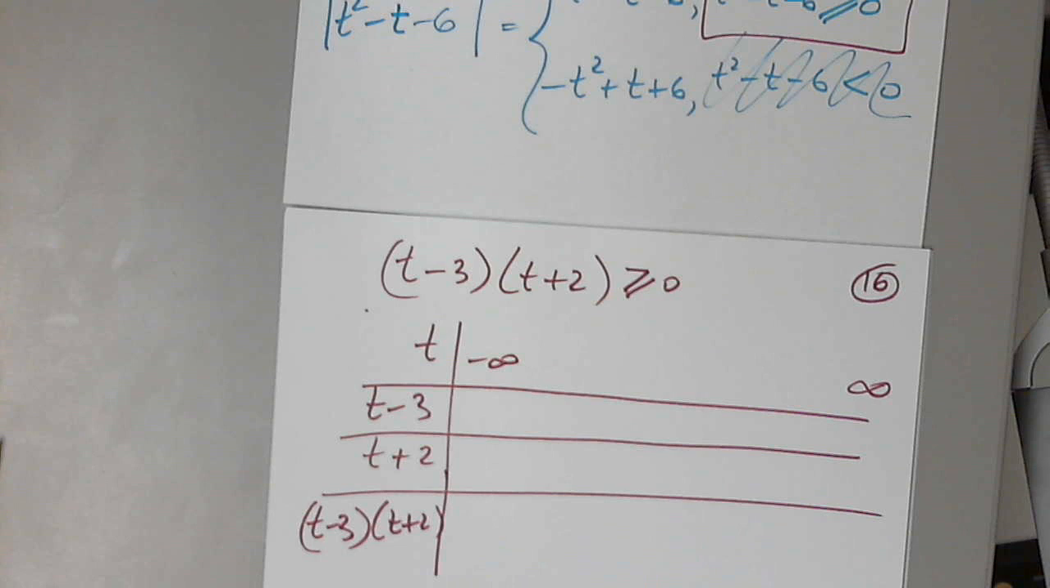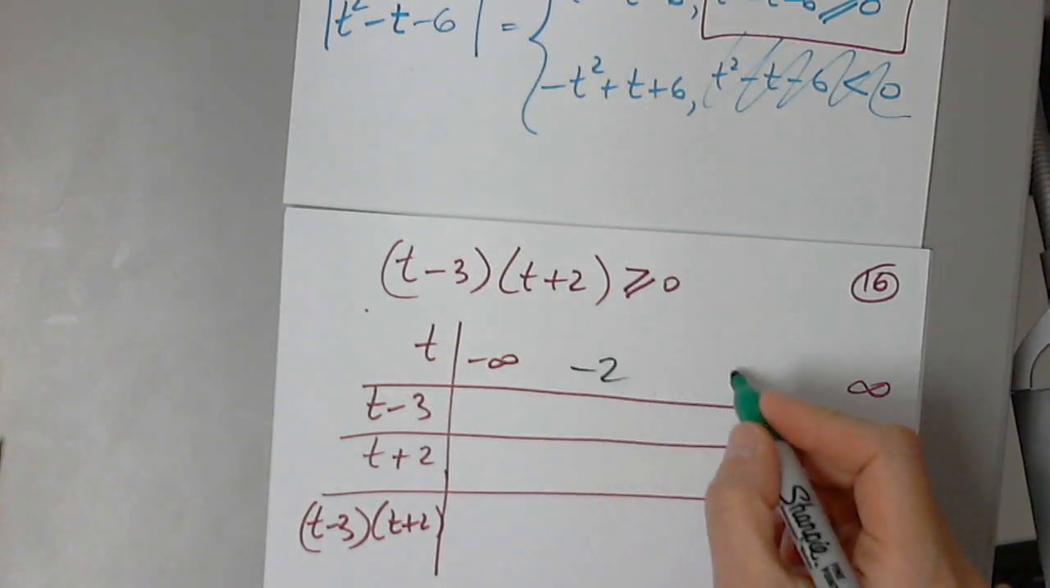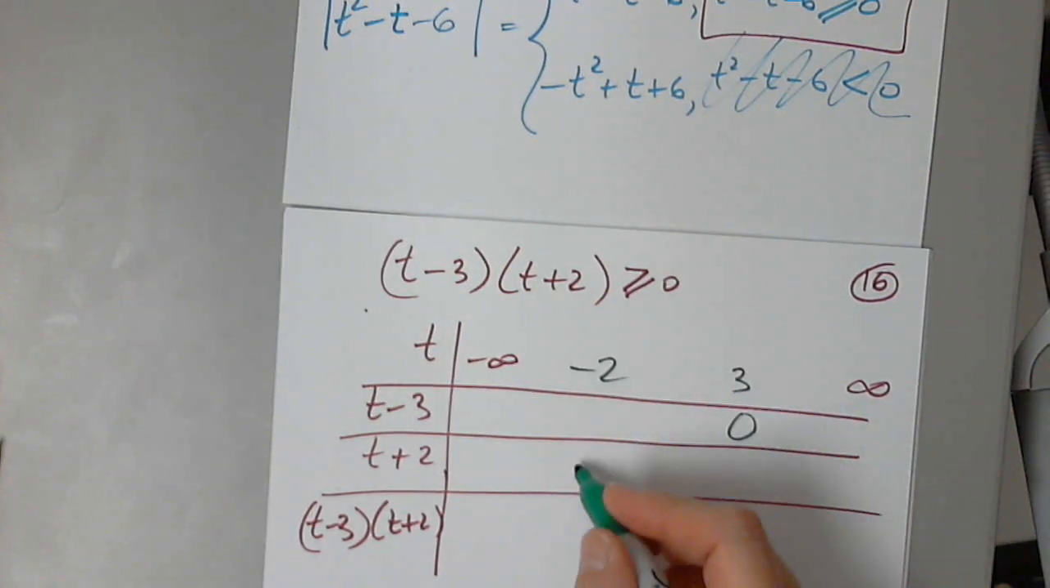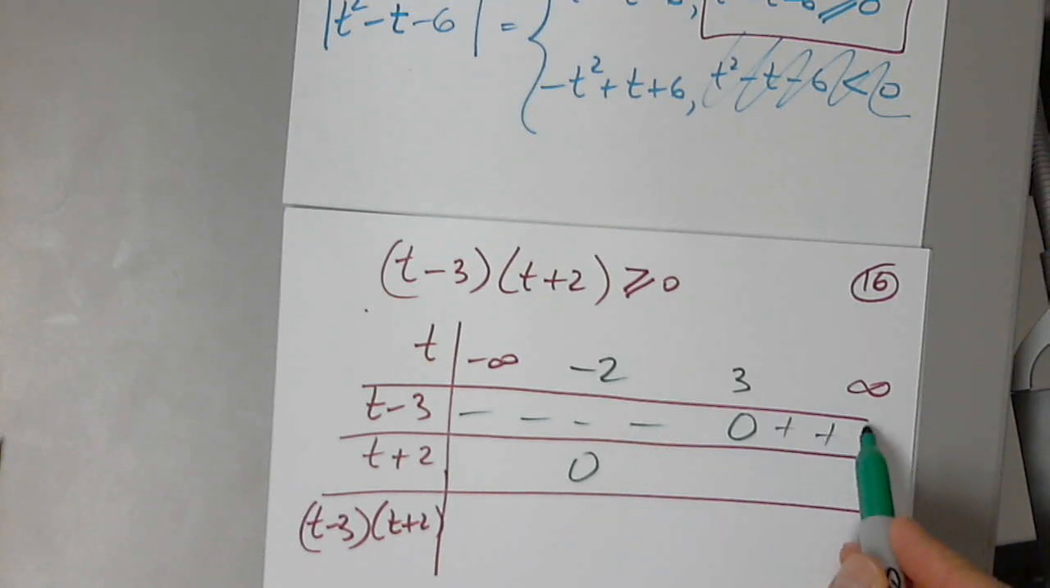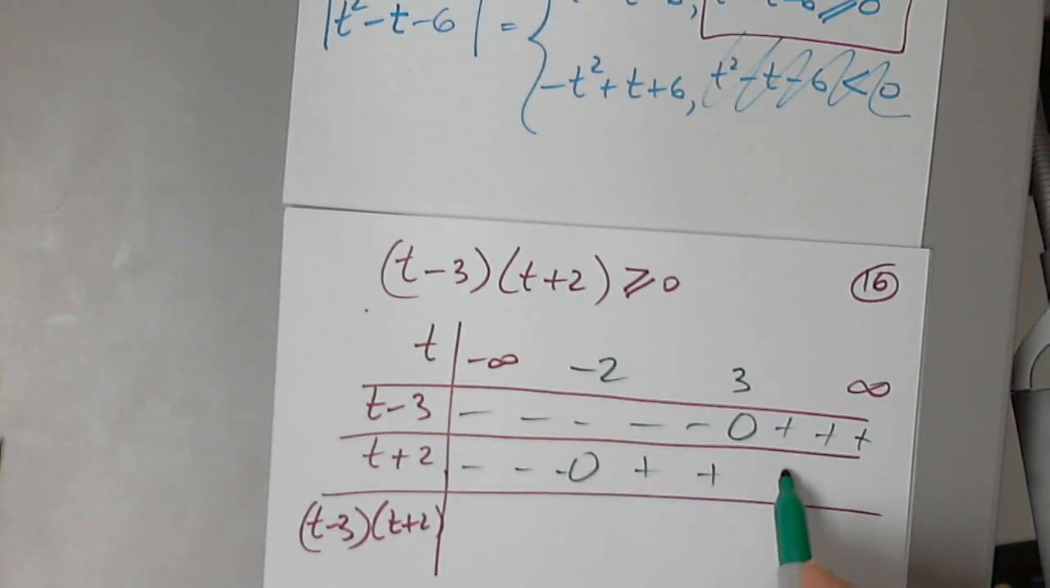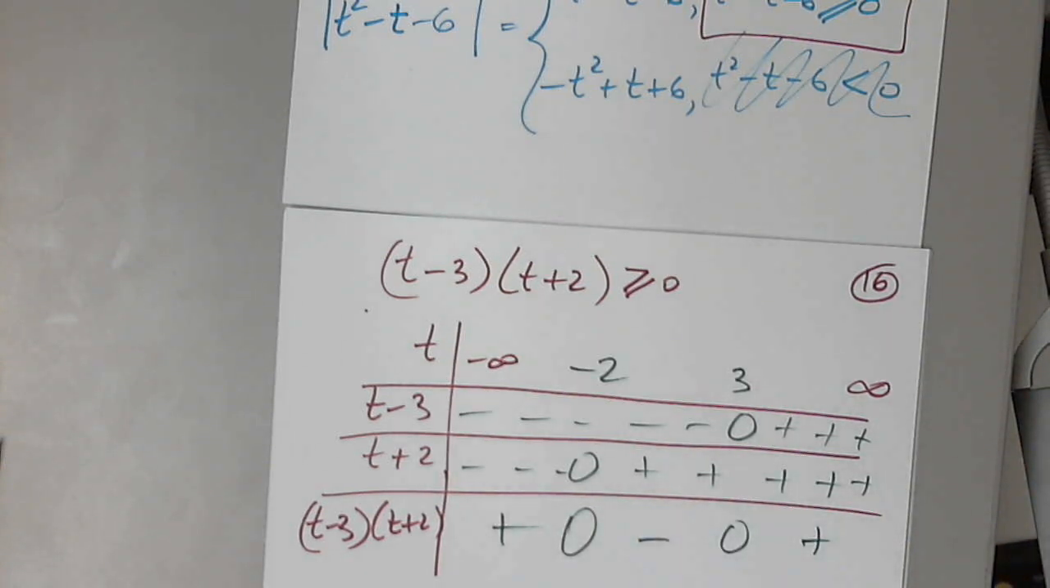Yes, negative 2 and 3. They have to be in ascending order. Since both are linear functions with a positive slope, they have to come from negative and go positive. So when we multiply or divide, it doesn't matter. Two negatives, we get positive, in the middle negative, and on the right hand side positive.